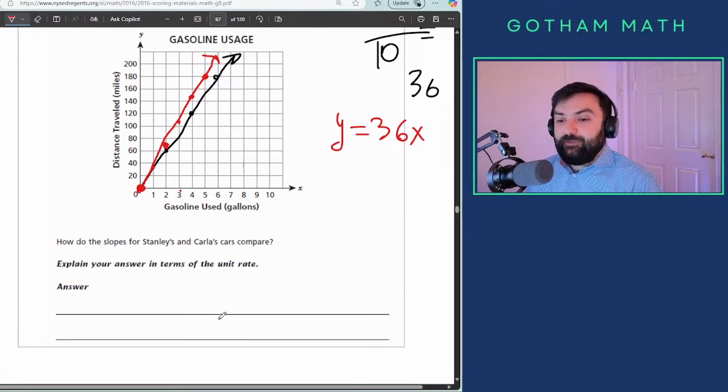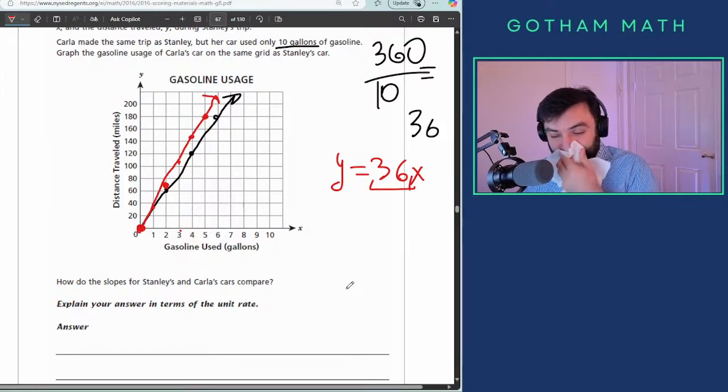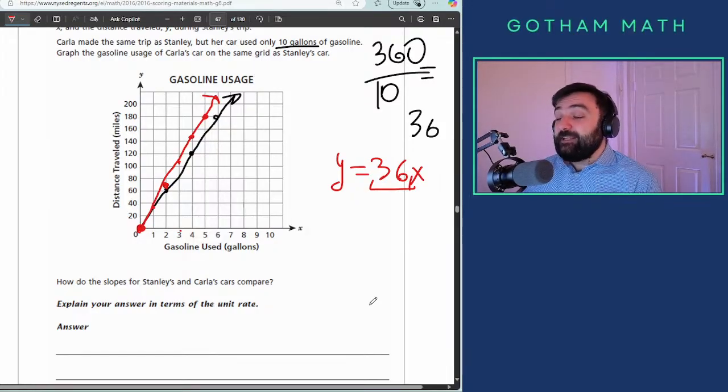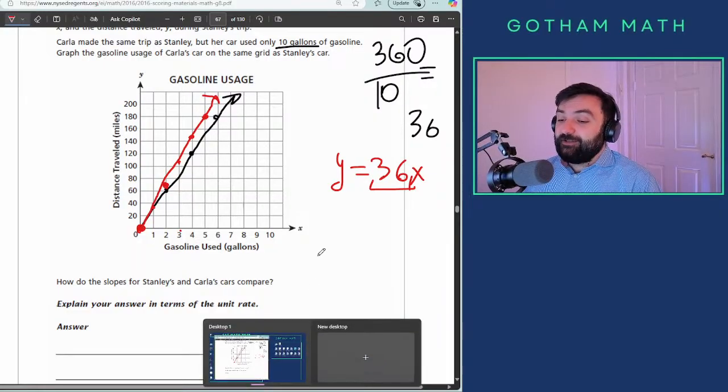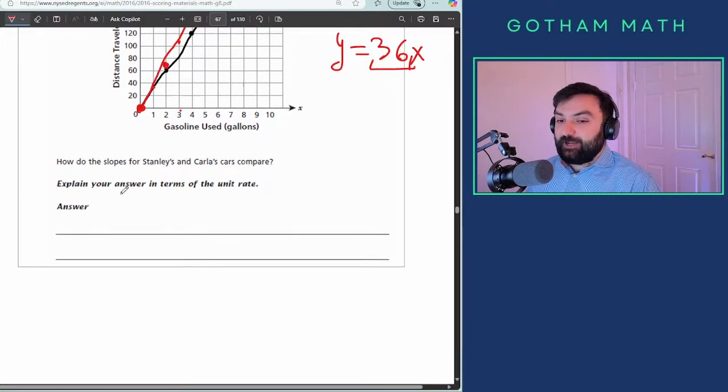And how do the slopes of Stanley and Carla compare? So the slope of Carla, the Carla slope is higher, which means that she gets to drive more miles per 1 gallon of gasoline. She gets to drive 36 miles, and he gets to drive 30 miles per gallon. So her car is saving gas, kind of, has a higher mpg, miles per gallon. That's what I would write here.